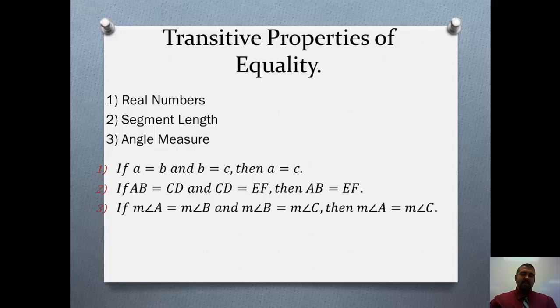For segment lengths, if length of segment AB is equal to length of segment CD, and length of segment CD is equal to length of segment EF, well, get rid of this middle part, the length of segment CD. Length of segment AB is equal to length of segment EF. Transitive property of equality. And last but not least, measure of angles. If measure of angle A is equal to measure of angle B, and measure of angle B is equal to measure of angle C, well, that measure of angle B you can get rid of. So measure of angle A equals measure of angle C is what I can conclude.